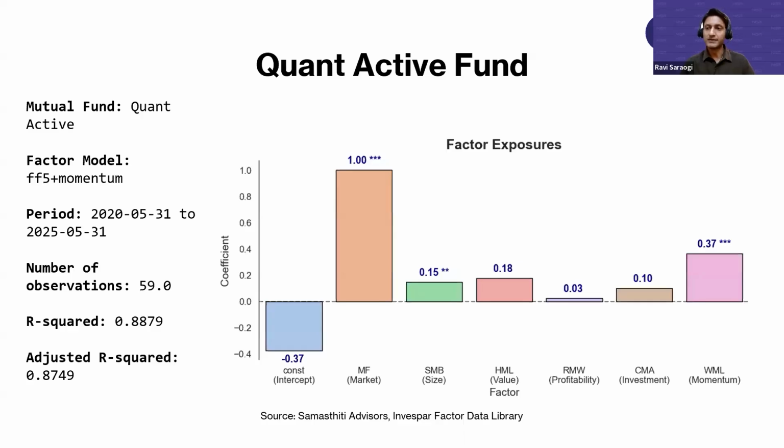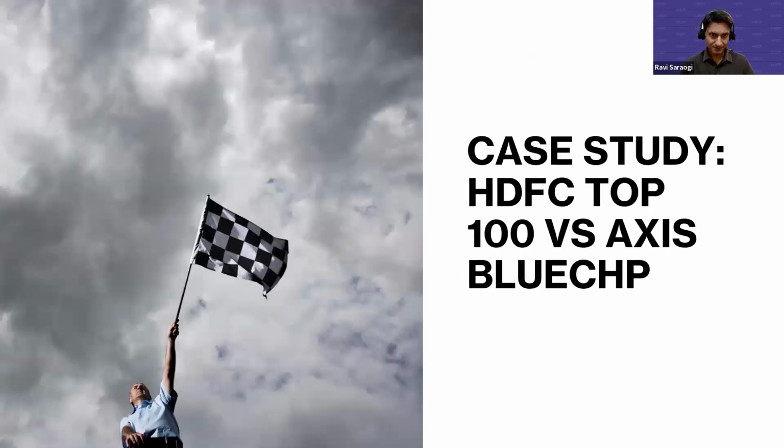There is a positive loading of 0.37 of momentum in this fund. So this tells us that this fund has a clear momentum tilt. It does favor stocks that have recently performed well. The intercept is negative at 0.37, which means after accounting for these factors, there is no evidence of excess return being generated by this fund beyond what is explained by the factors.